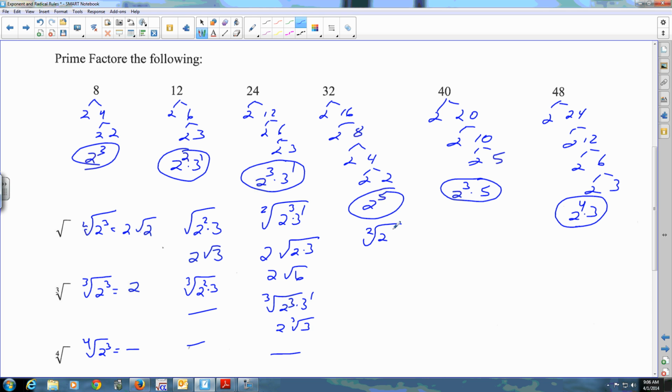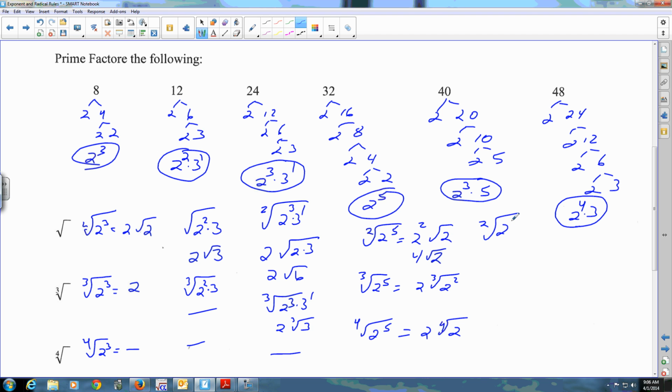Square root of 2 to the 5th is going to be 2 squared square root of 2, or 4 square roots of 2. Cube rooting 2 to the 5th is going to be 2 cube roots of 2 squared, or 4, whichever way you want to write it. And fourth rooting 2 to the 5th is 2 fourth roots of 2. So you get the idea, you get the hang of it. I don't know if you guys need me to keep going.